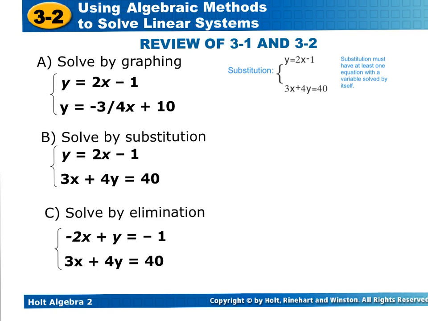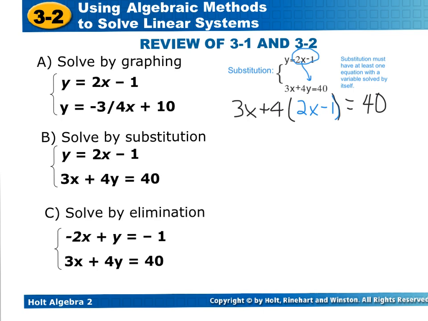Since this is indeed the case, here we see that y is equal to 2x minus 1. Because of that, this is y, and we can put 2x minus 1 in place of this y. We will then write 3x plus 4 times the quantity of 2x minus 1 is equal to 40. The benefit of doing substitution here is now we only have one variable. This allows us to actually solve this equation.